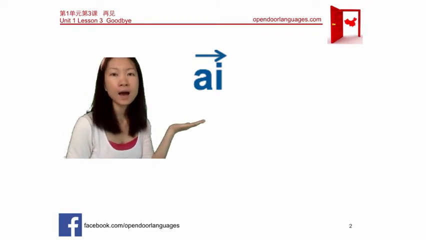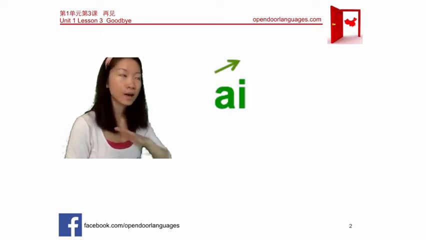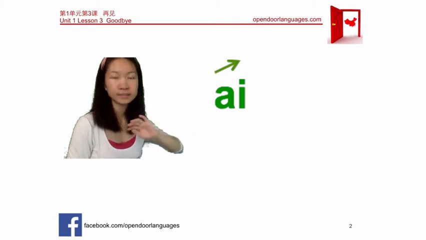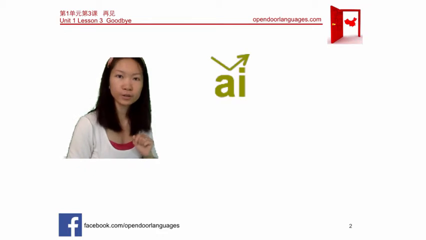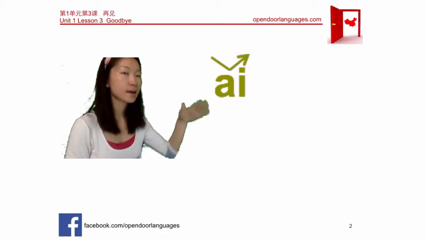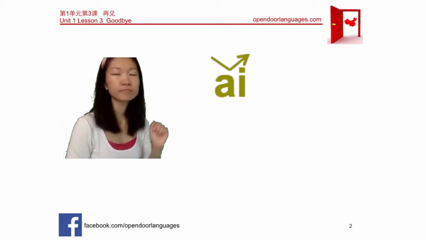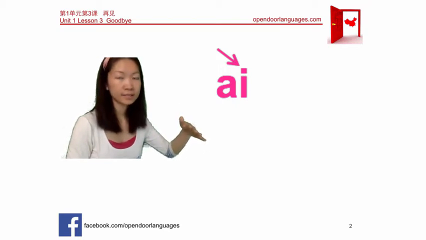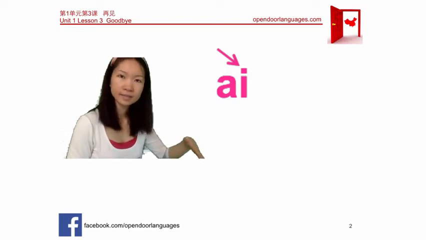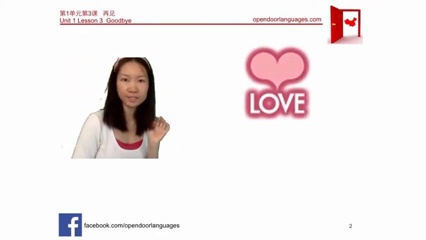It's ài. The second tone is ái. Third tone is ǎi. Last tone is ài. All right, let's see this red heart.